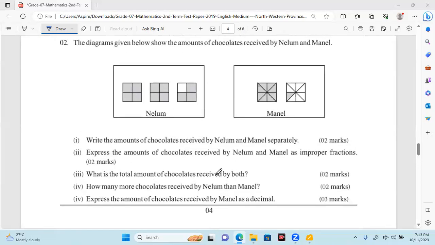The diagrams given below show the amounts of chocolates received by Nelum and Manel. Write the amount of chocolate received by Nelum and Manel.